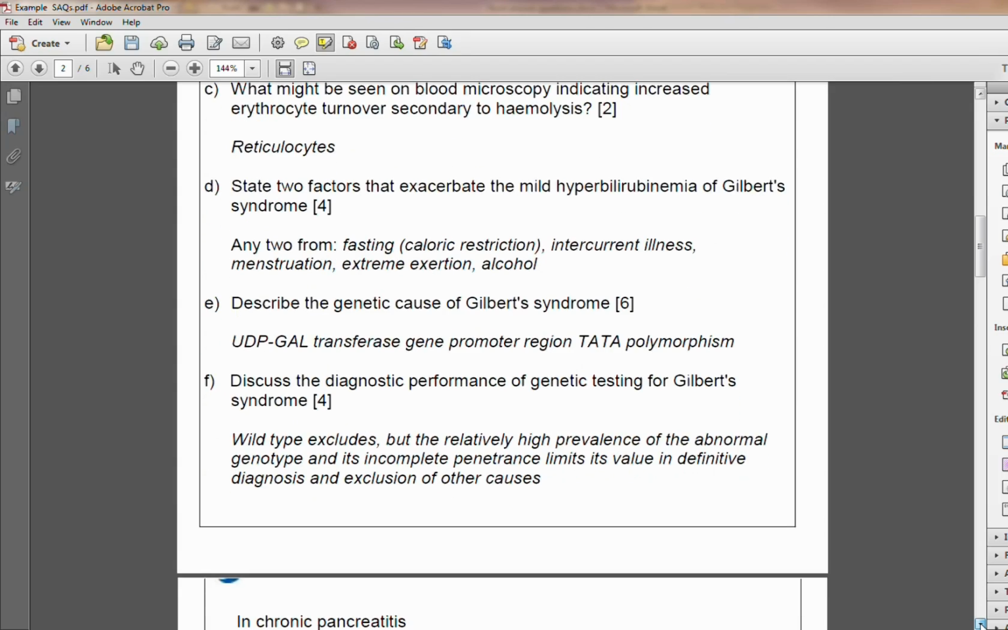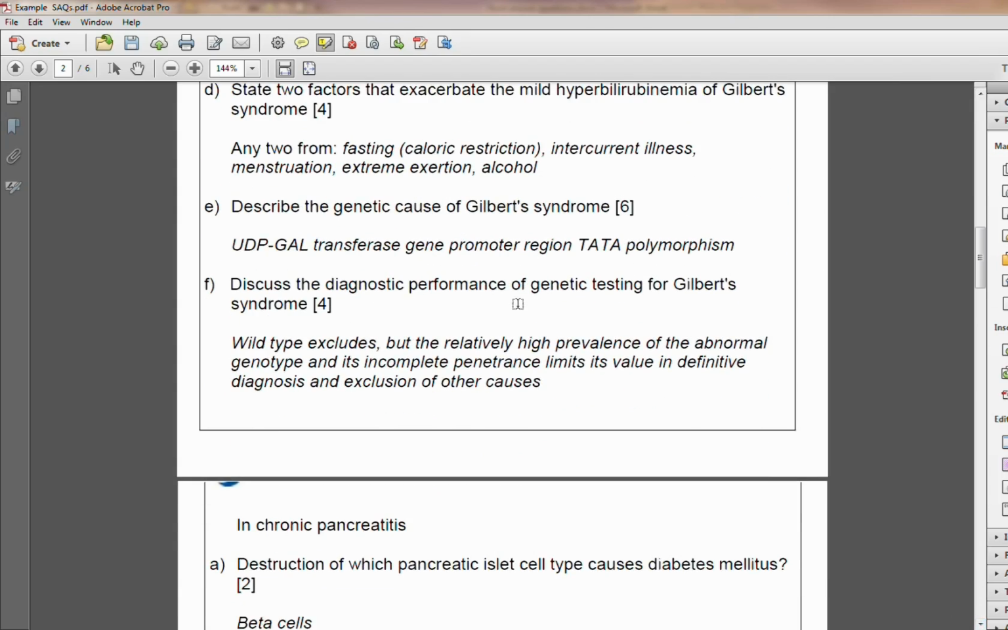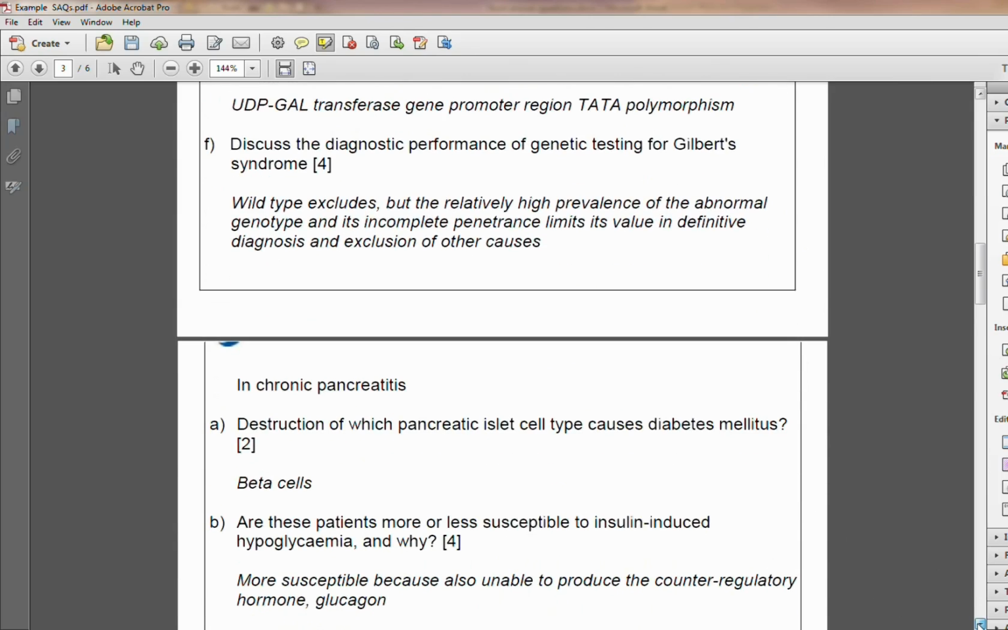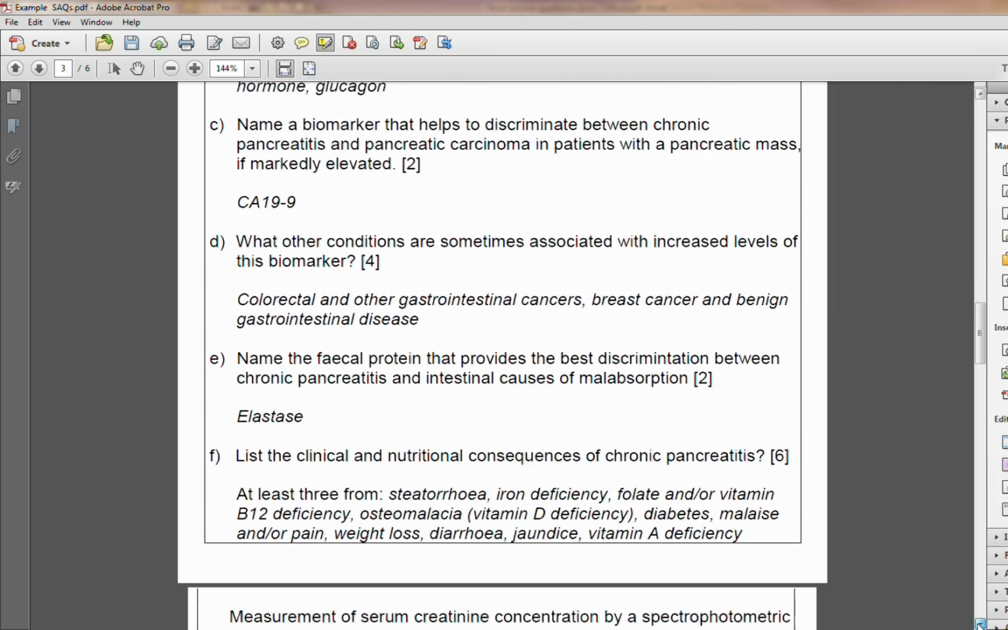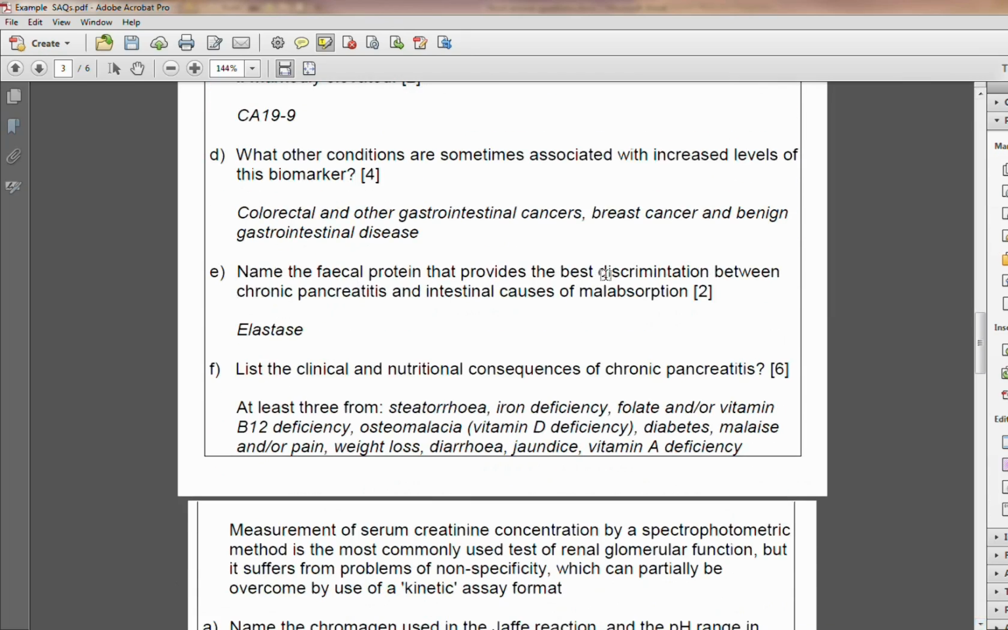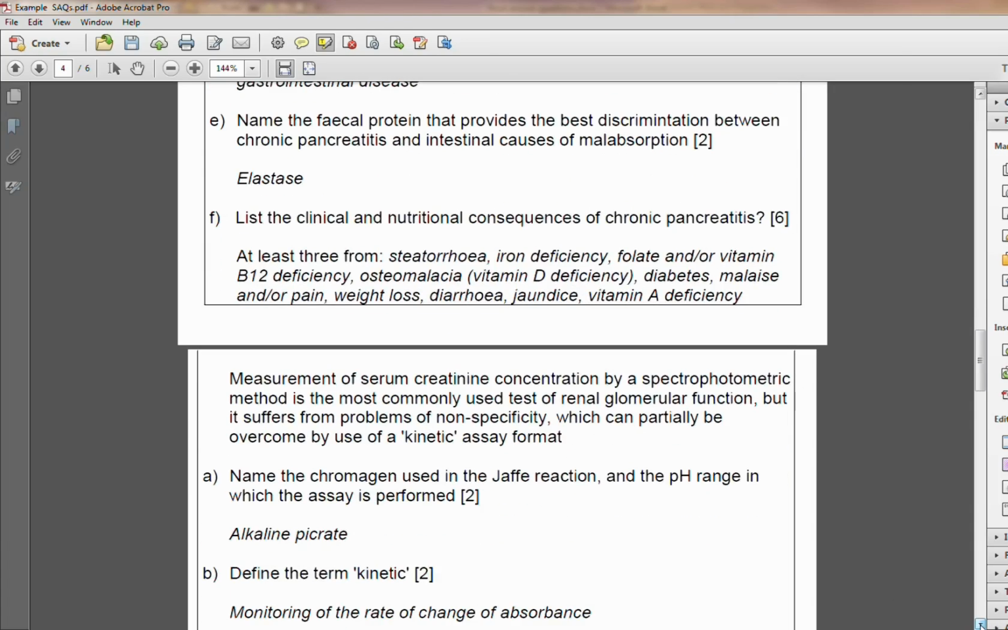And then the question on diagnostic performance of genetic testing for Gilbert syndrome. More examples here. Name the fecal protein that provides the best discrimination between pancreatitis and malabsorption: elastase. So it's a very specific answer. It's asking you to name something.